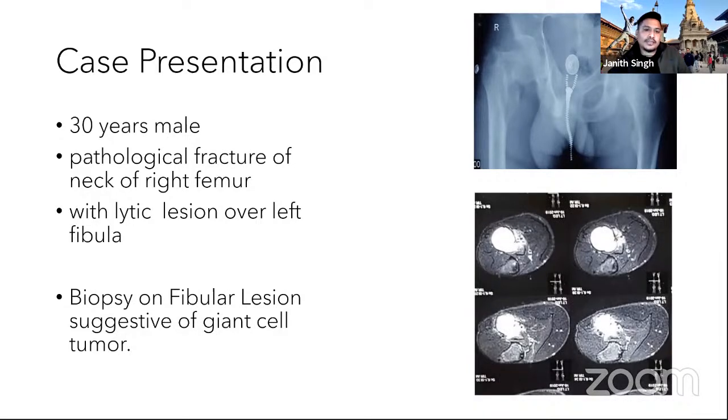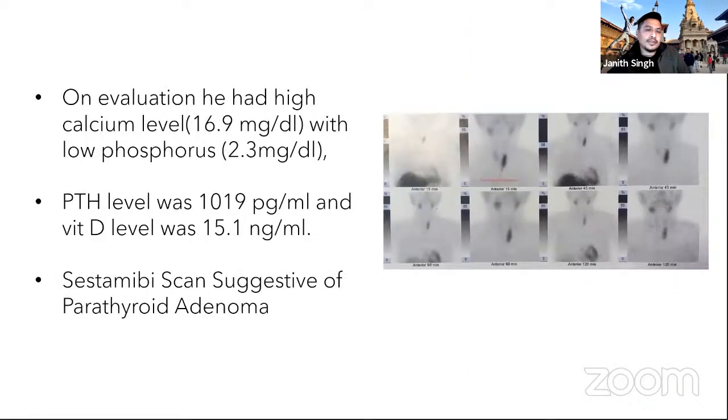It showed a lytic lesion in the mid fibula. Whenever you see a lytic lesion at a place where you're not supposed to see one, usually when you see a giant cell tumor, it's in either the metaphyseal or the epiphyseal region. But this was bang in the center of the fibular diaphysis. That raised the suspicion of whether this could be a metastatic lesion or a metabolic condition.